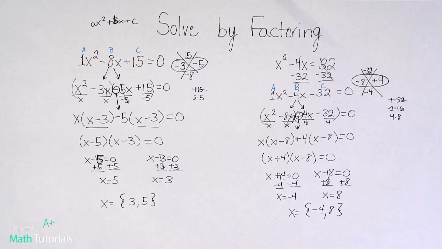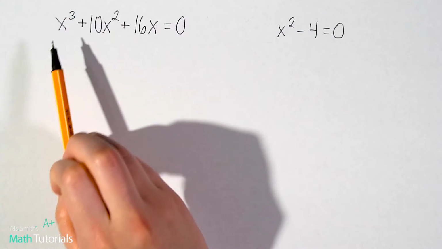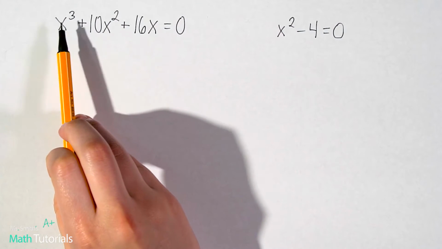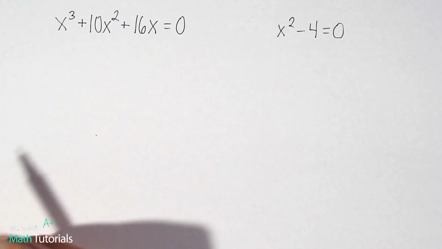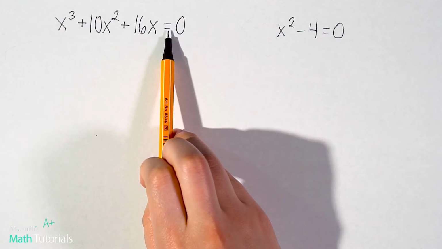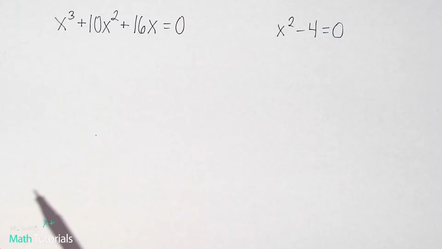Okay, let's look at some more examples. So in this one, I've got a trinomial, 1, 2, 3. And I've got an equation, I see the equal sign, and it's set equal to 0.